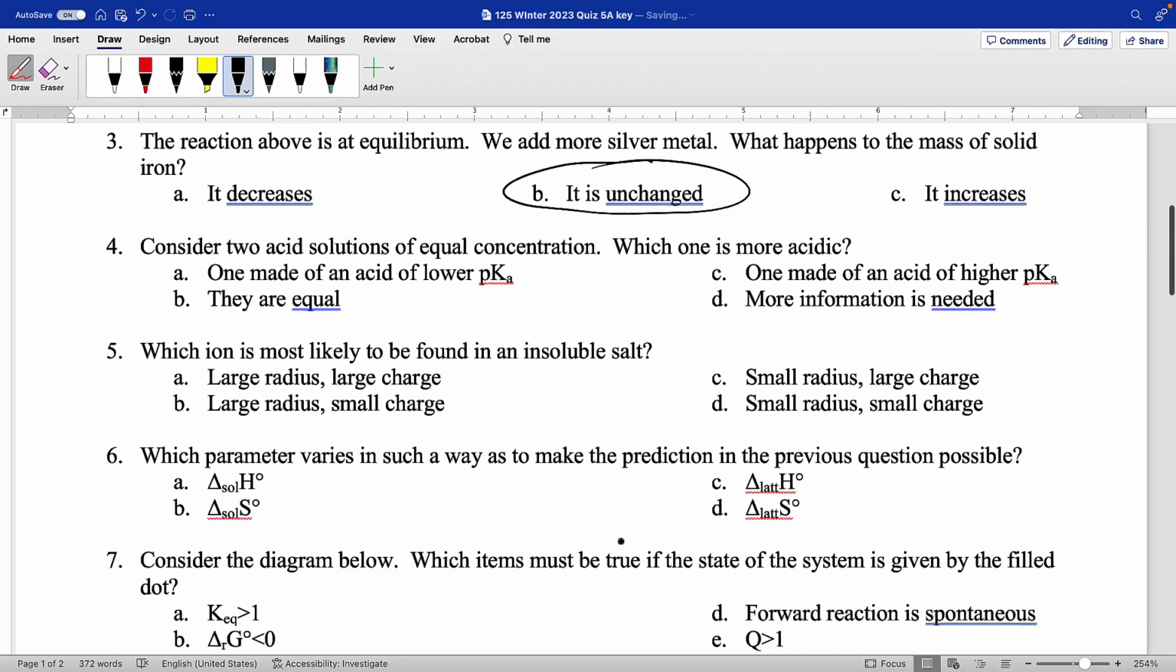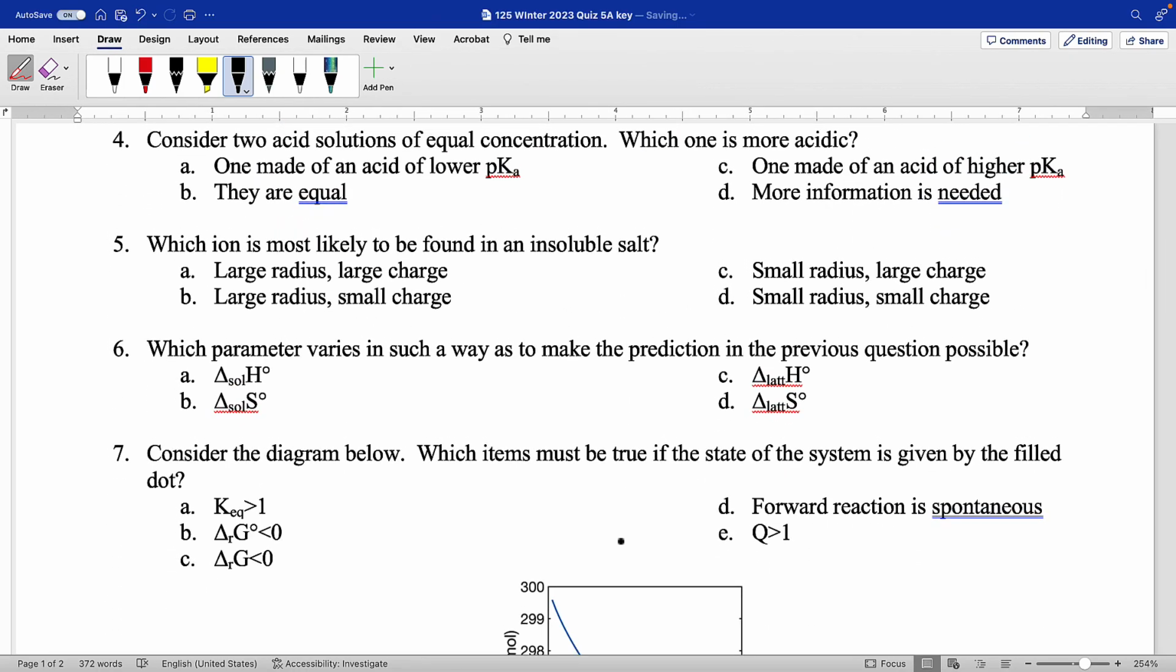All right, so here we've got 2 solutions of equal concentration. Which one's more acidic? We can imagine a situation where we have something like hydrochloric acid, which has a really, really small pKa, much less than 1, or we have something like hydrofluoric acid where the pKa is bigger. In other words, here we have a Ka that's much greater than 1, and here we have a Ka that's much less than 1.